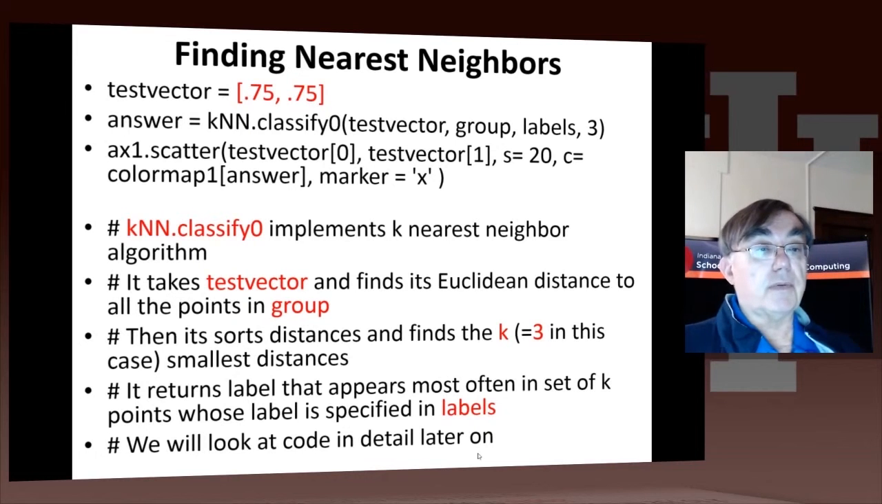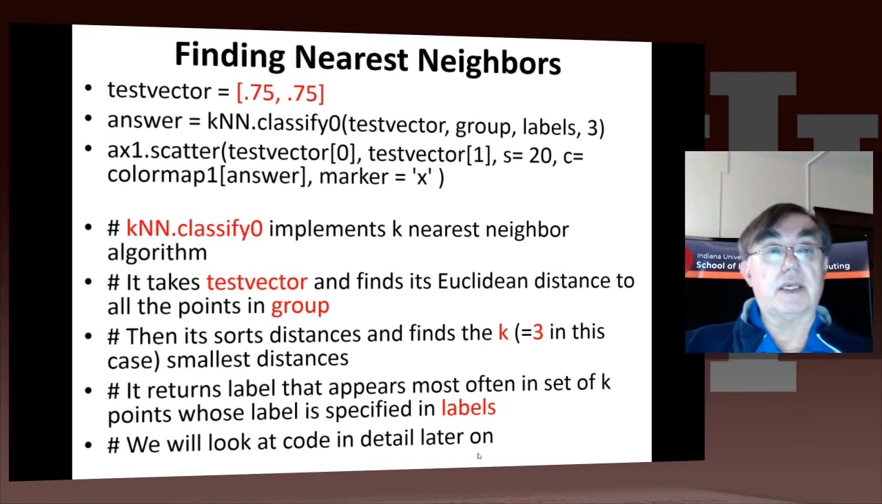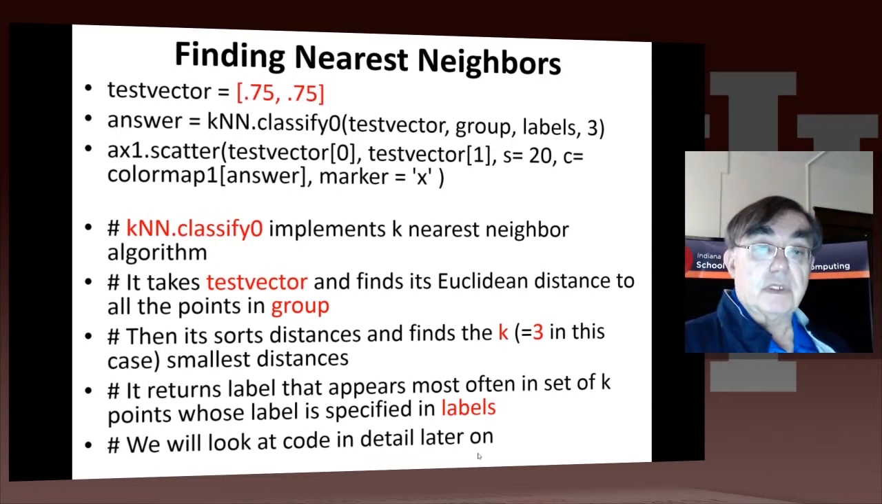And if we look at any one of those, this particular slide goes through in a little more detail on any one of those sets of 3 points. Here we just did the last one, 0.75, 0.75, where the test vector is set to the vector we want to classify. Answer is the result of the k nearest neighbor algorithm. And the way that algorithm works, which we'll go through in detail, is very simple.